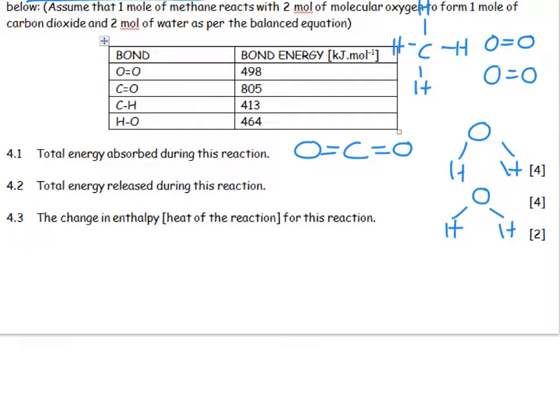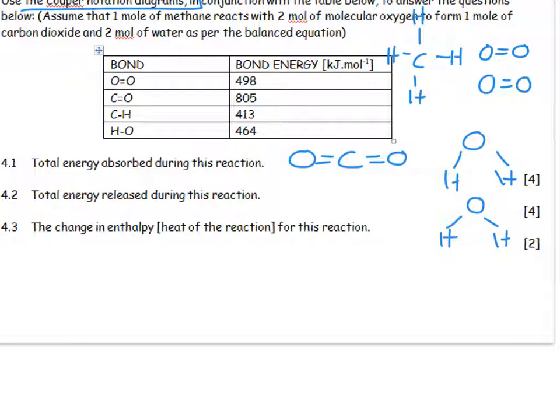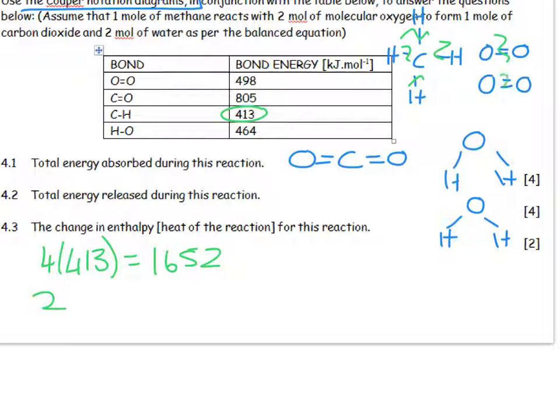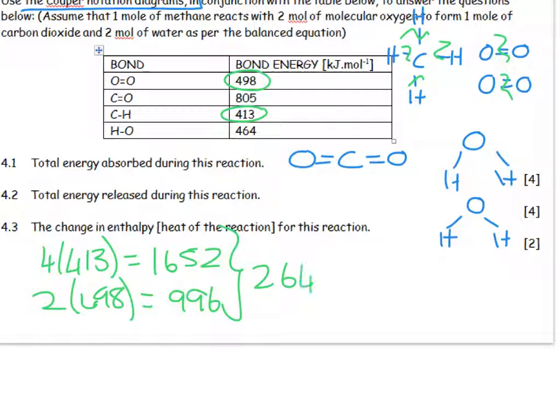And then the next thing that we're going to do is we're going to say how much energy is absorbed. And I have got 1, 2, 3, 4. 4 times 413, which is equal to 1652. And 2 times the double bond O, 498. And that is equal to 996. I need to break those bonds, so I need to add that energy. That energy must be absorbed.